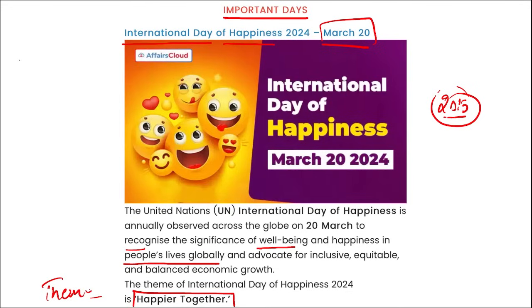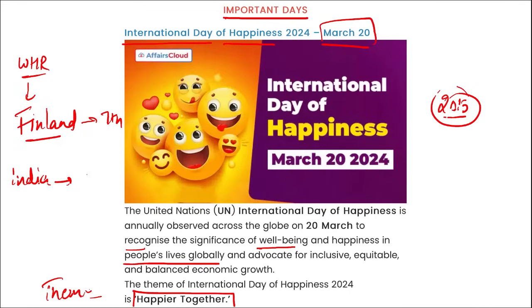According to World Happiness Report for 2024, which is the country that is the happiest, and it is for the 7th consecutive time that secured the top position. So Finland is the happiest country in the world for 7th consecutive time. And what is the rank of India in this World Happiness Index? It is 126 out of 146.